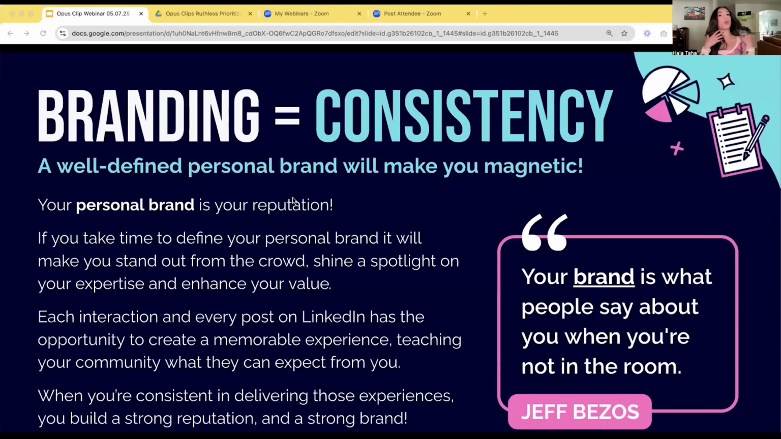Now, branding, if I could pick one word as a synonym for branding, it would be consistency. Your personal brand will make you magnetic, and it's because of the consistency. So Jeff Bezos has this quote, your brand is what people say about you when you're not in the room. Okay. So again, you need to train people on how you want them to perceive you. You need to be super consistent in every interaction and every comment and every caption and every post. You need to think about what your key messages are going to be and repeat them over and over again so that you can become a strong brand. It's just all about consistency and repeating your messages.